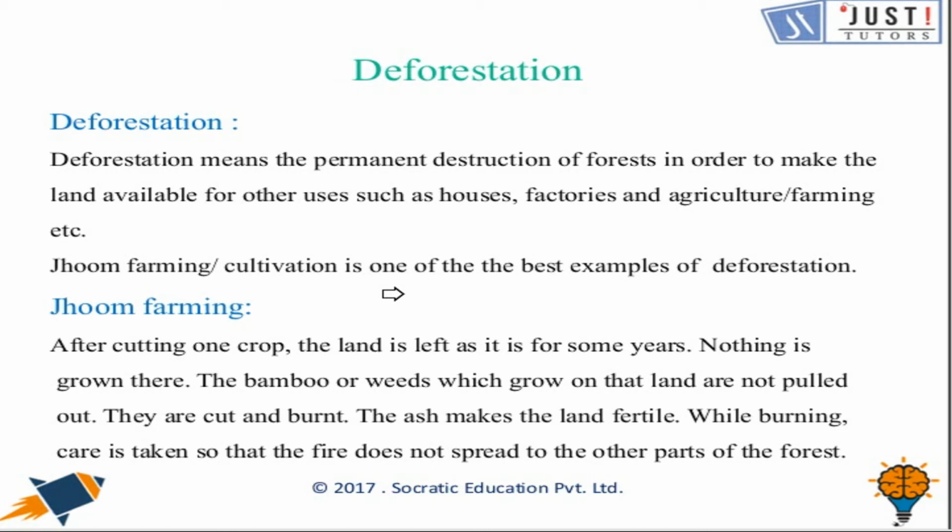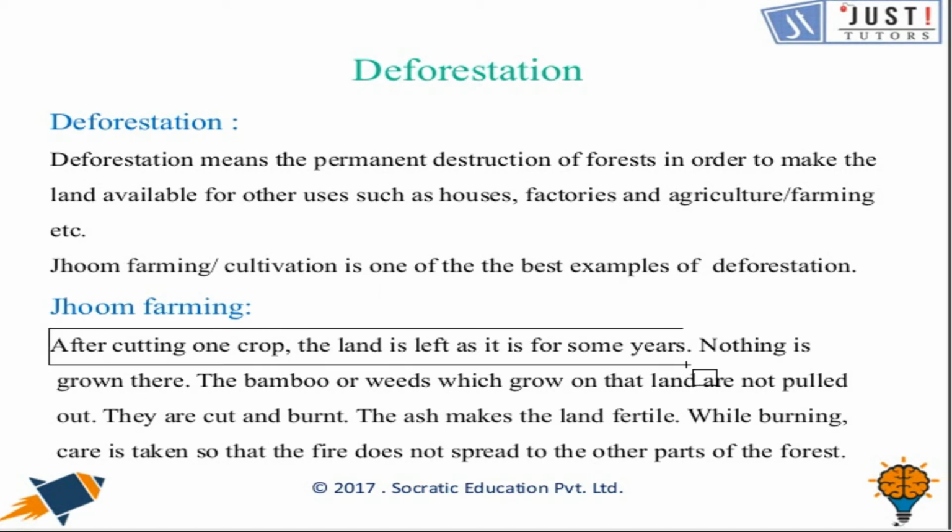Jhum farming or cultivation is one of the best examples of deforestation. Here we have an explanation about jhum farming. After cutting one crop, the land is left as it is for some years. Nothing is grown there. The bamboo or weeds which grow on that land and are of no use are not pulled out, they are cut and burnt. The ash makes the land fertile. While burning, care is taken so that the fire does not spread to other parts of the forest. So this is what is done in jhum farming.